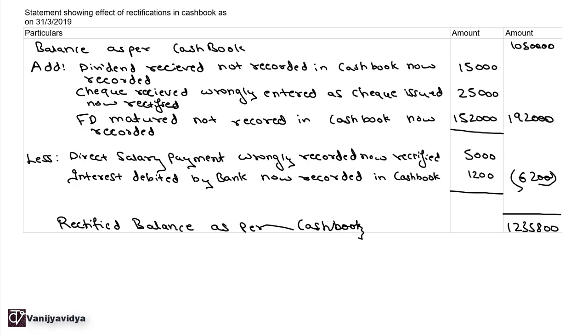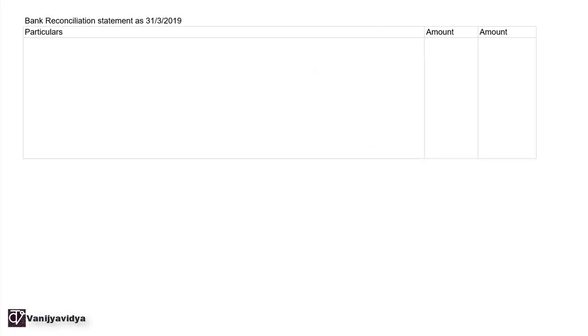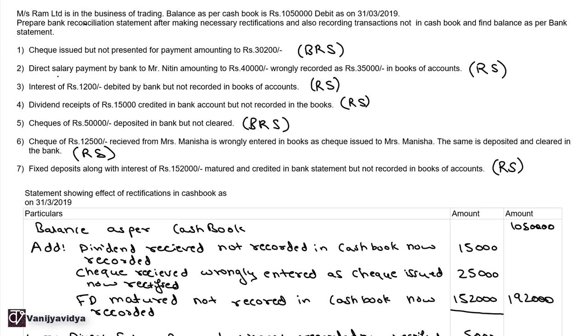Let's prepare a format of bank reconciliation statement and write this rectified balance as per cash book. So this is a bank reconciliation statement as on 31st March 2019. So we'll write rectified balance as per cash book 12,35,800. Now let's see the transactions which are to be included in our bank reconciliation statement. So we have transaction number 1 and then transaction number 5 which will be a part of the bank reconciliation statement.